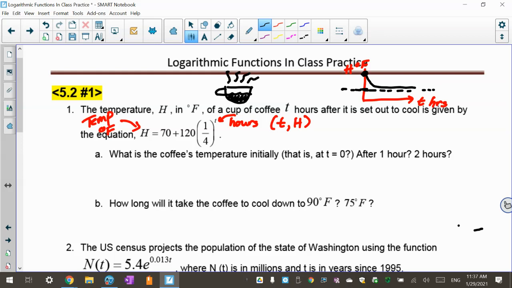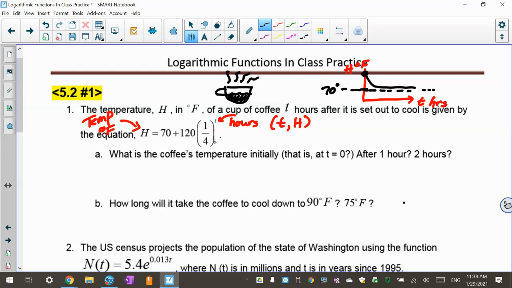The other thing I want you to look at is the formula we have going on here. It's a little bit different than what you've seen before, because you have a 70 added on the outside, plus 120 (1/4)^T. So you wonder if that 70 has something to do with an asymptote. If you remember transformations, if you add or subtract something on the outside of the function, it raises your function up. And I'm thinking that maybe the 70 degrees Fahrenheit is my room temperature.